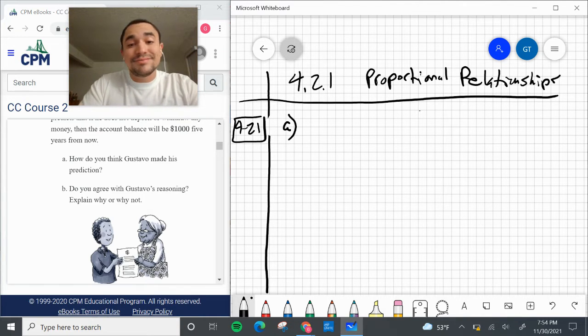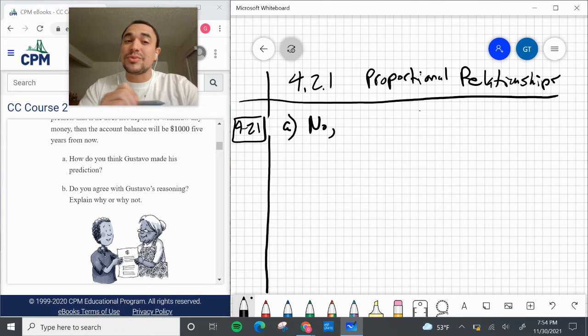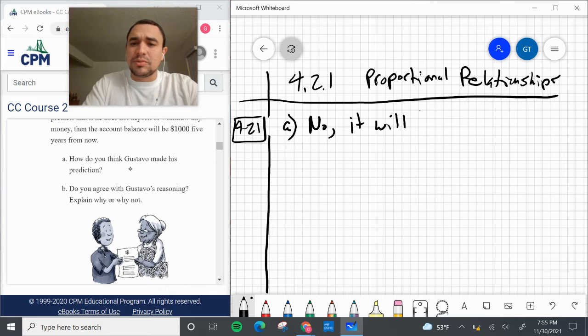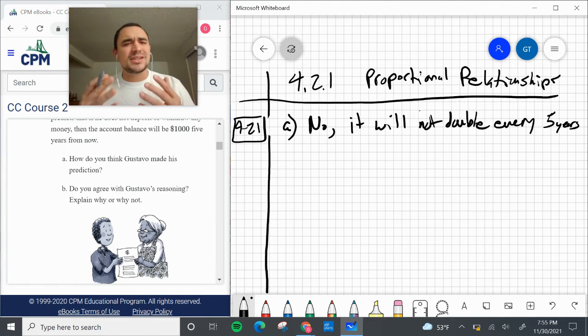In this case, no, it's not a good prediction. The reason why is because Gustavo believes that it will double every single time that 5 years passes. But it will not double every 5 years, because that doesn't make sense.